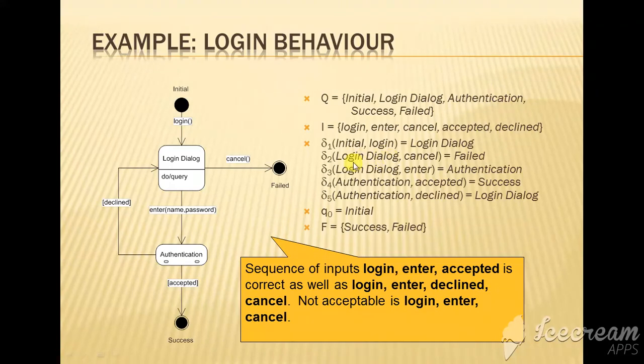The same thing happens with login dialog and cancel, failed; login dialog and enter, authentication; and from authentication, accepted or declined. Q0 is the initial state, and the final state will be either success or failed. The sequences of inputs login, enter, accepted is correct, as well as login, enter and declined, and cancel. Not acceptable is login and enter alone. This is a simple example where you can see the login behavior being observed through the state diagram.